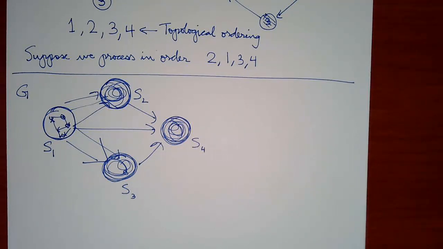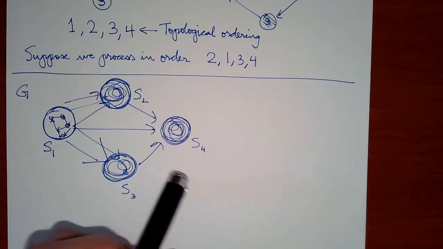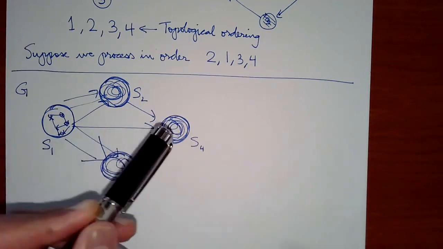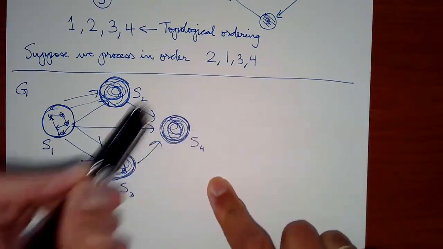So what you're observing is, as soon as you visit a vertex in a strongly connected component, you will end up visiting all the vertices in it.